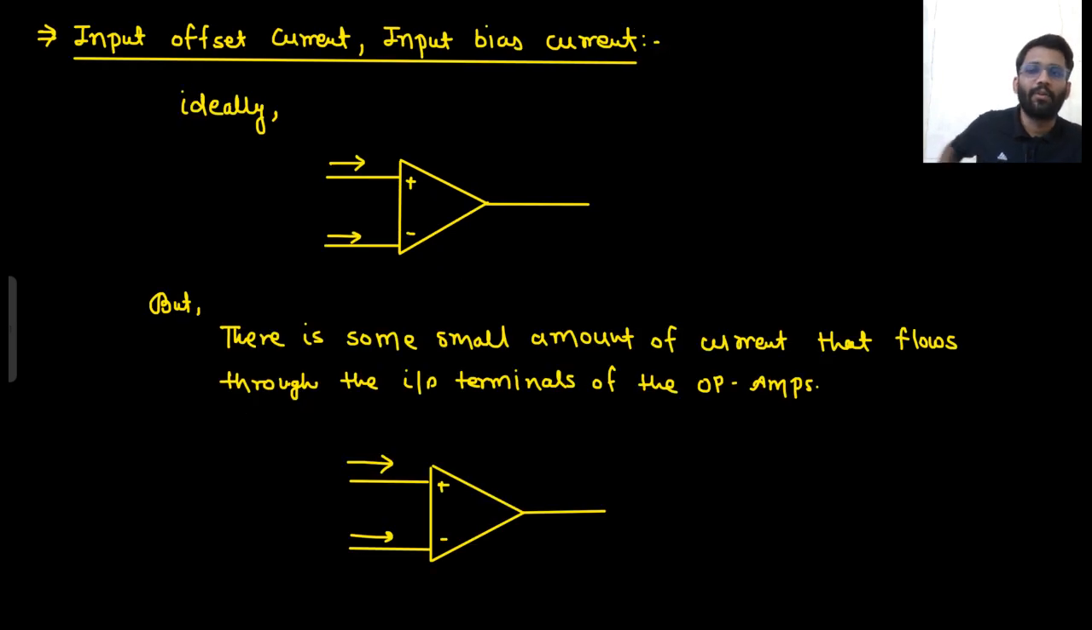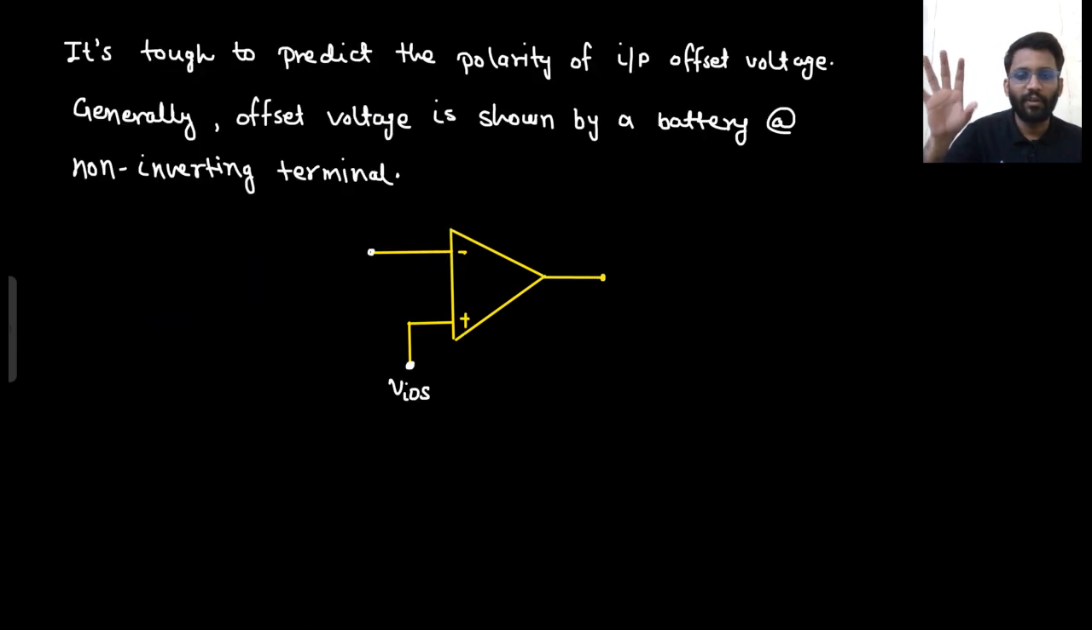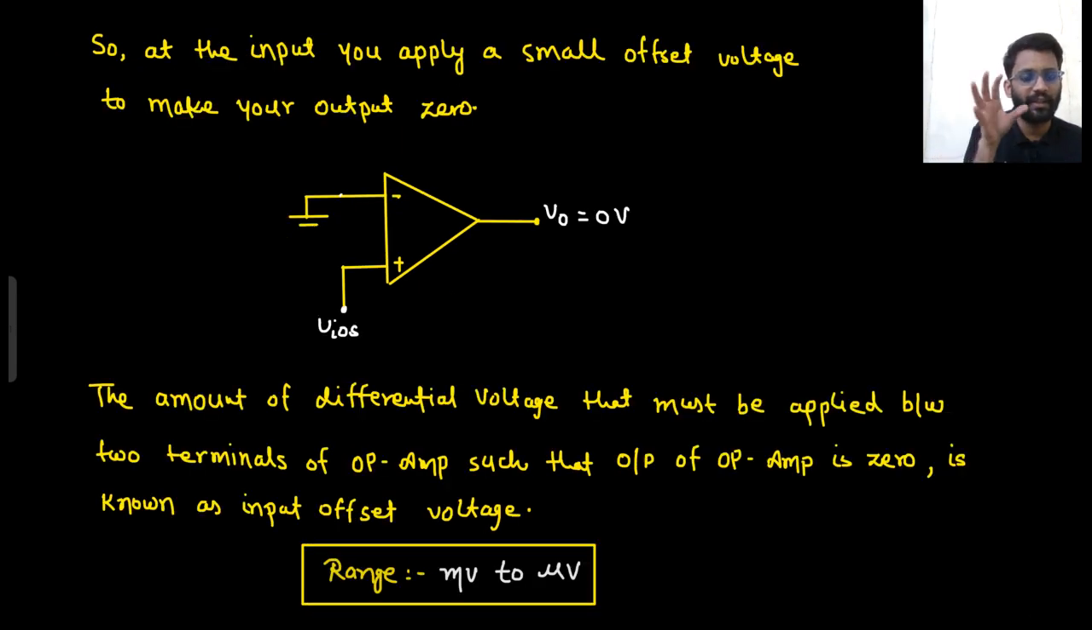Now we are going to study input offset current. So you have understood input offset voltage, and I will just give a brief review. What did we see? Ideally, we should expect the output voltage to be minus 1 volt, even if we are not applying any small signal voltage at the input. What should we expect? Your output voltage should be 0, but because of the mismatch in DC bias, you are getting some output.